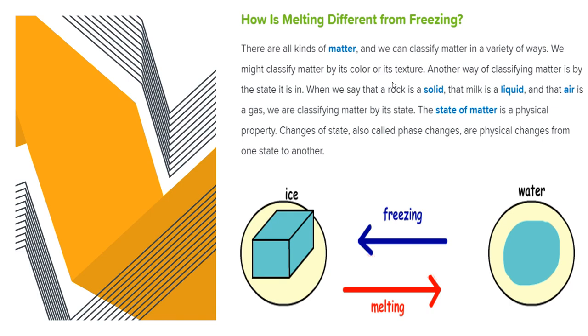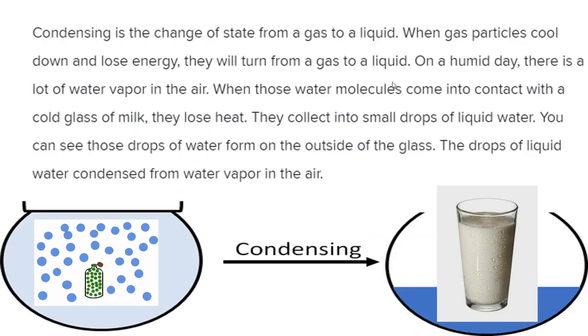Now, another way of classifying matter is by the state it's in. That doesn't mean California, New York, Pennsylvania. That's not the state that matter is in. It's either a solid, liquid, gas, or plasma. Now, when we say that rock is a solid and milk is a liquid and air is a gas, we classify them by state. You already know that. We know that's also your physical state. So that is how melting is different from freezing.